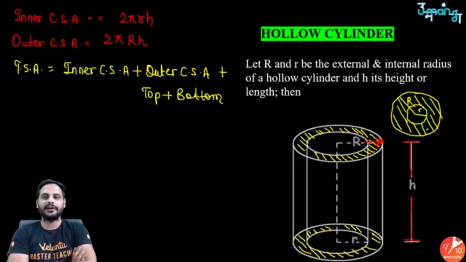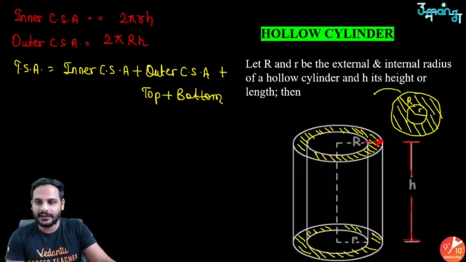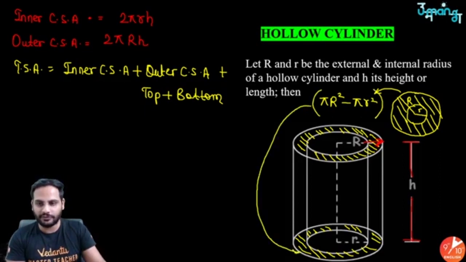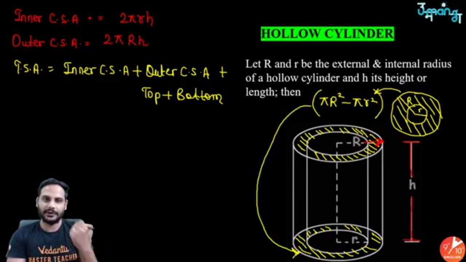This area we need to find out, and I know this area is equal to the area of the outer square minus the area of the outer circle minus the area of the inner circle. Correct? The area of the top will be the same for the bottom also. Uniform circular cross section, both are the same. So let us add all of them.